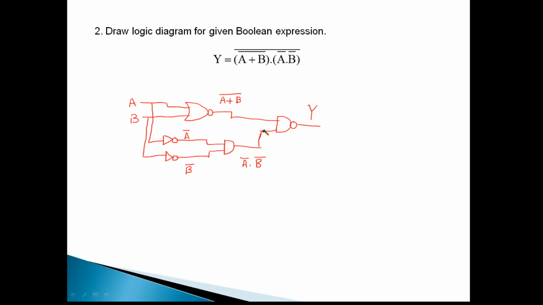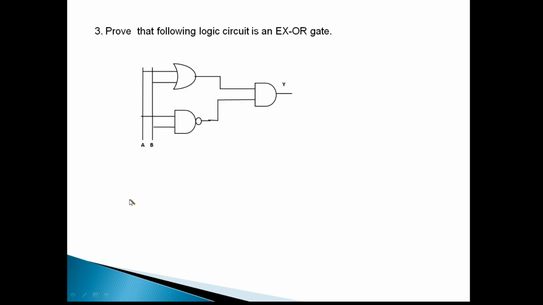So in this way we have constructed the logic diagram for this equation. We have observed the operations in the equation, and according to the operations we have just placed the gates. Let us move further for the next question. The third question is, prove that the following logic circuit is an XOR gate.